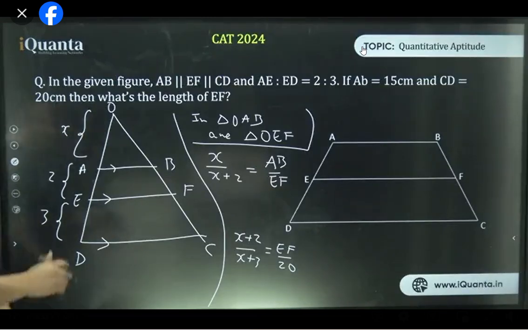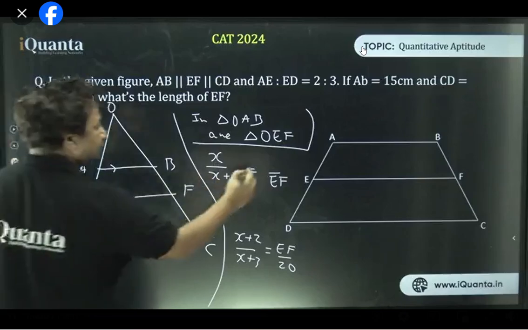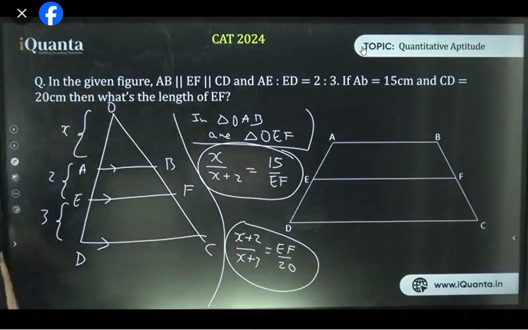AB was already given to us, that was 15. Let's write 15 over here, in place of AB. Now we have two equations. One is this, the other is this one. I hope now you know that you can find EF in terms of x, or probably you can multiply these two, and you'll get the value of x. And after that you can solve the question.